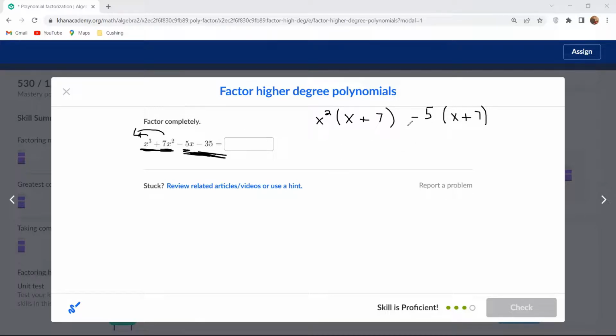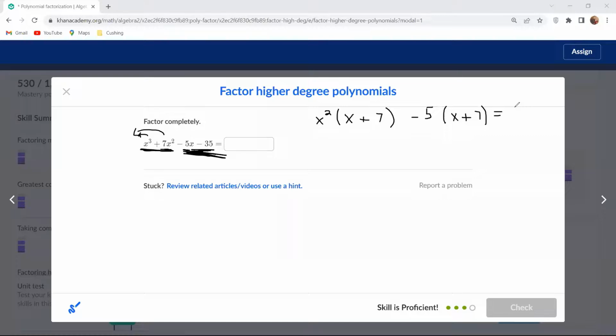So it looks like this whole deal here, if I redistribute it, I just get negative 5x minus 35. That's exactly what I had before, minus 5x minus 35. So all I did is I rewrote it. I rewrote negative 5x minus 35 as negative 5 times x plus 7. So hopefully you can see how these two things are the exact same thing, just written differently.